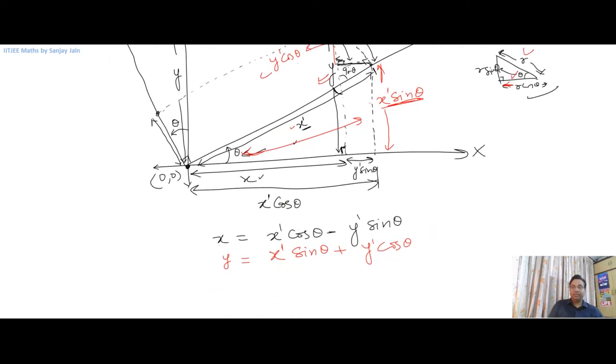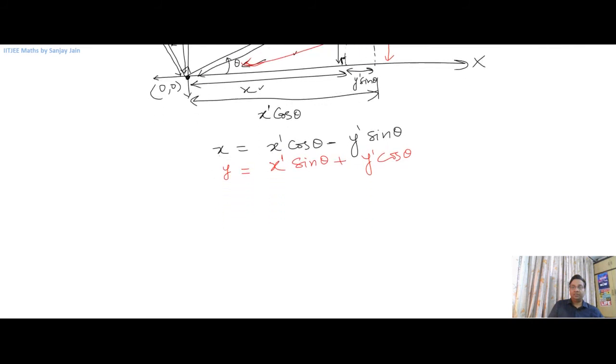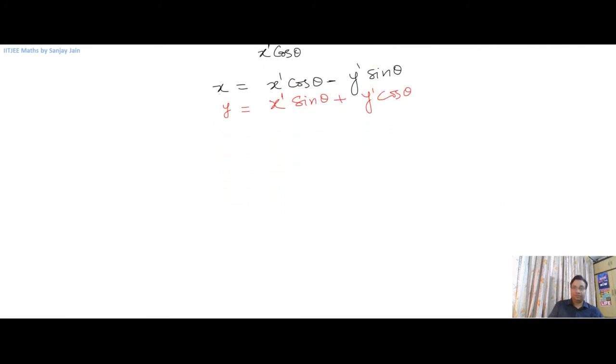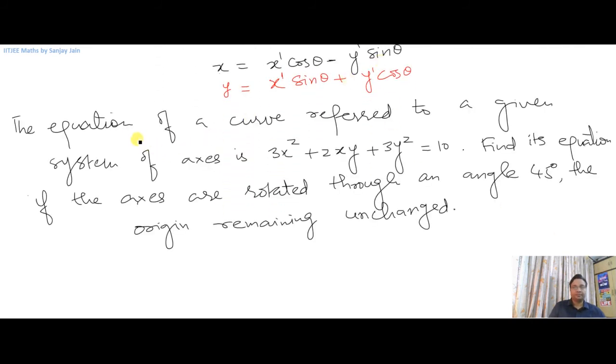So let me take a question and then we will see how to use this knowledge. The equation of a curve referred to a given system of axes is this. Find its equation if the axes are rotated through an angle 45 degrees, the origin remaining unchanged. So now we know how to change the coordinates.